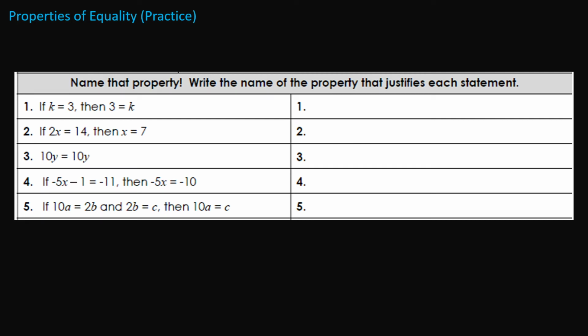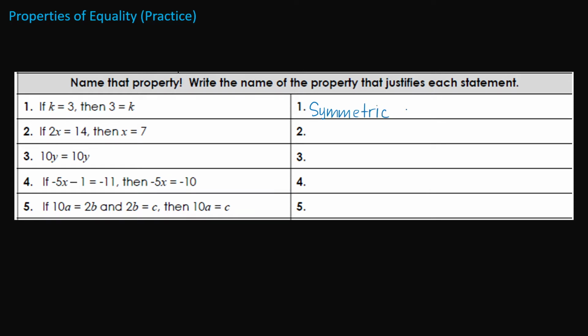So let's practice. Looking at the chart on your notes, it says name that property. Write the name of the property that justifies each statement. That's what we're going to be doing a lot today, is justifying our statements. So number 1 says if K equals 3, then 3 equals K. Now, to me, that looks exactly like we flipped around the terms on opposite sides of our equal sign. So this would be the symmetric property.